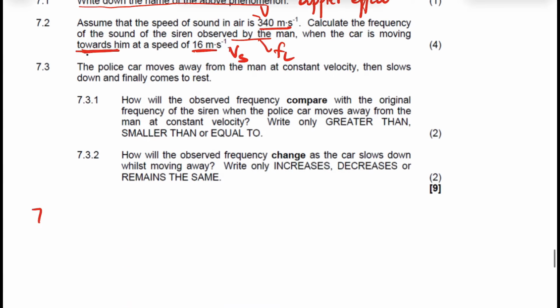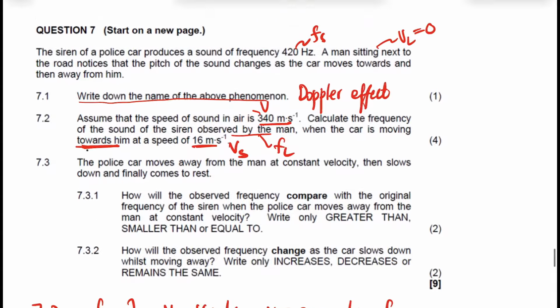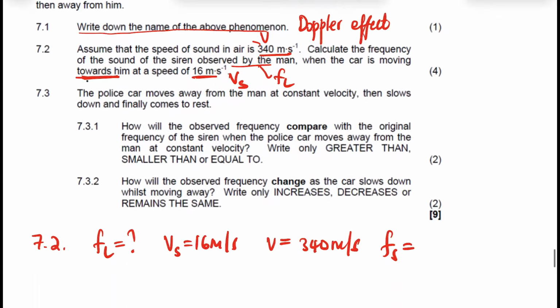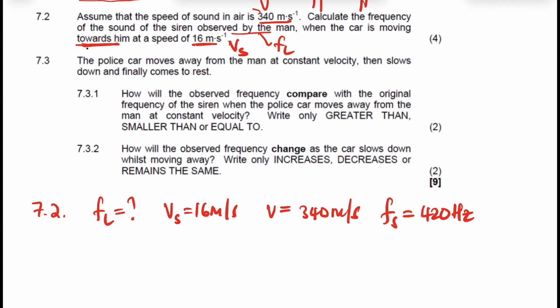So now in 7.2, we want the frequency of the listener. What do we have? The velocity of the source is 16 meters per second, and it's moving towards him. Then we have V, the velocity of the sound in the air, which is 340 meters per second. And we're given the frequency of the source, which was 420 hertz, right? And then guys, we're told to calculate while it's moving where? Towards him. So towards, it's going to be plus divided by minus.